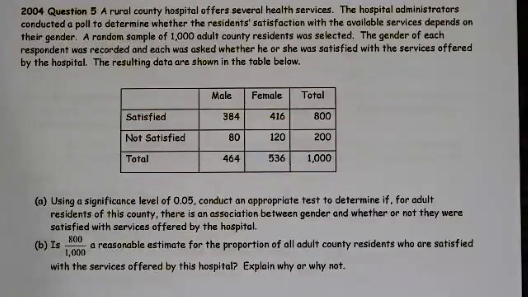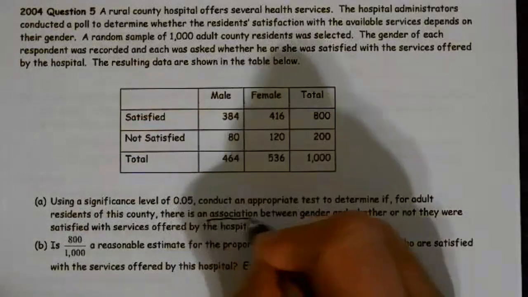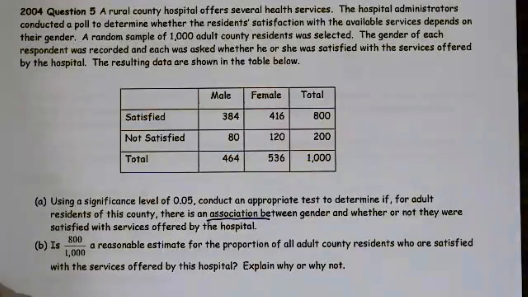Use a significance level of 0.05 to conduct an appropriate test to determine if, for adult residents of the county, there is an association between gender and whether or not they were satisfied with services.